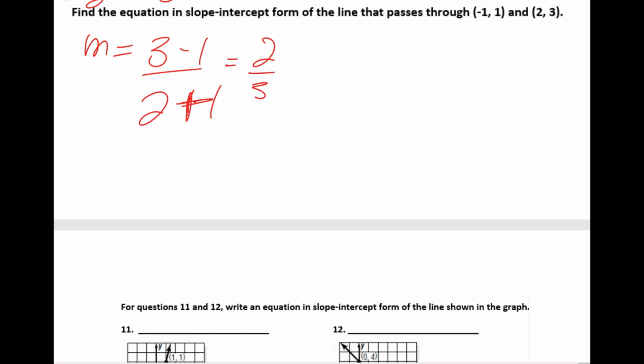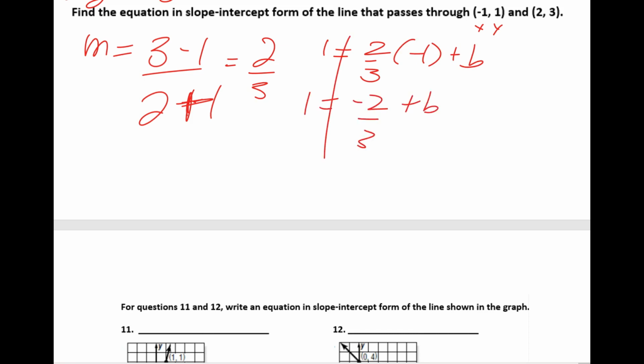And now we follow the same thing. We pick a point, pick the easiest. I'm going to pick negative 1, 1, because 1s are easy to multiply, whether they're positive or negative. So we get 1 is equal to 2/3, which is my slope, times negative 1 plus b. Solve for b. 1 is equal to negative 2/3 plus b.